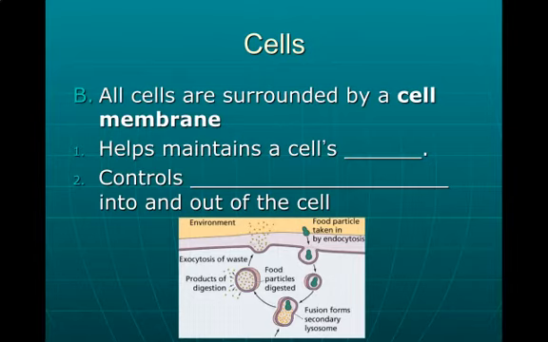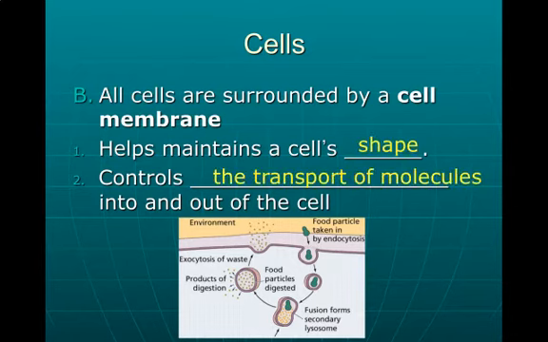Okay, for all cells, you need to know that they are surrounded by a cell membrane. Yes, all cells, including plant cells. The cell membrane helps maintain the cell shape, and it controls the transport of molecules into and out of the cell. Now we're going to spend a lot more time in the next unit talking about how exactly this happens. Right now you just need to know that all cells have this cell membrane, and their job is to control what goes in and what comes out of the cell.